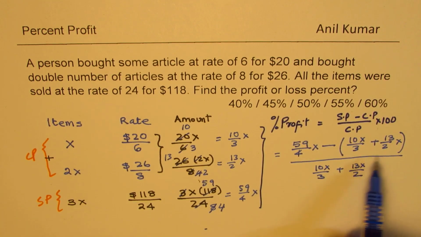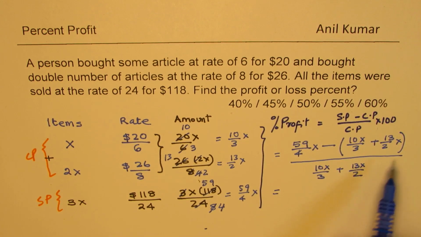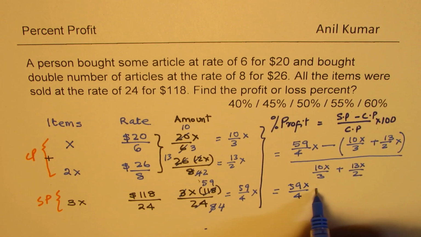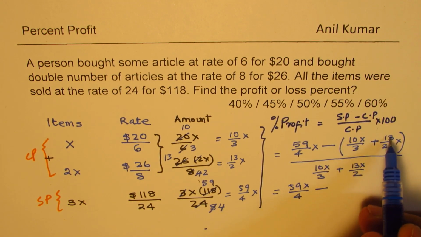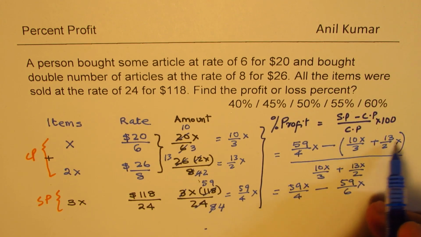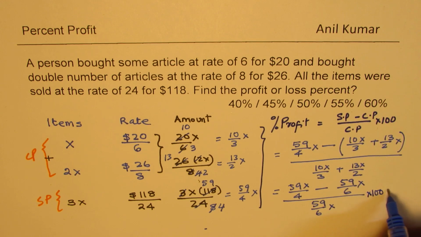Now we can take a common denominator and then solve. So what we get here is, let's combine this term. So we get 59x over 4 minus, when you multiply this by 2 and this by 3, we get 20 plus 39, which is also 59. So we get 59x over 6. 20 and 39 is 59. So that is divided by 59x over 6, times 100 to get the percent.